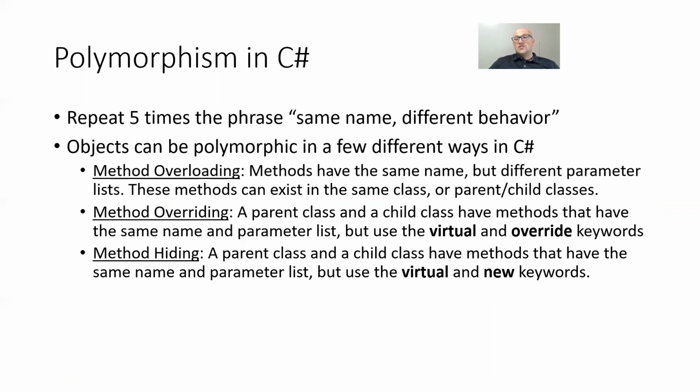There are a couple ways to achieve polymorphism. We will talk about 2 of them today: method overloading and method overriding. We're not going to talk about operator overloading or method hiding. I feel like those are advanced topics, but overloading and overriding is a way that we can achieve methods of the same name having different behavior.